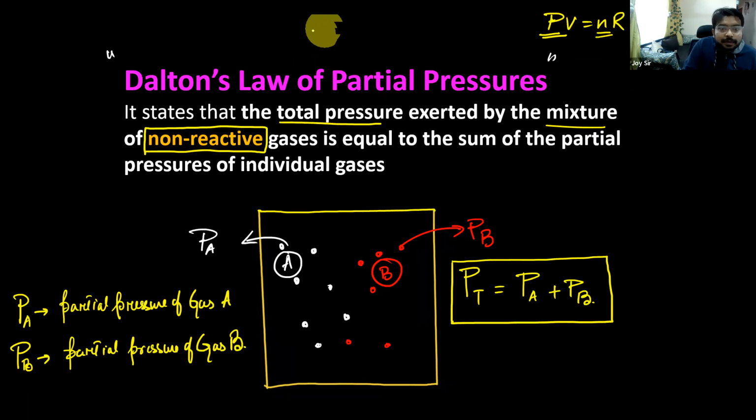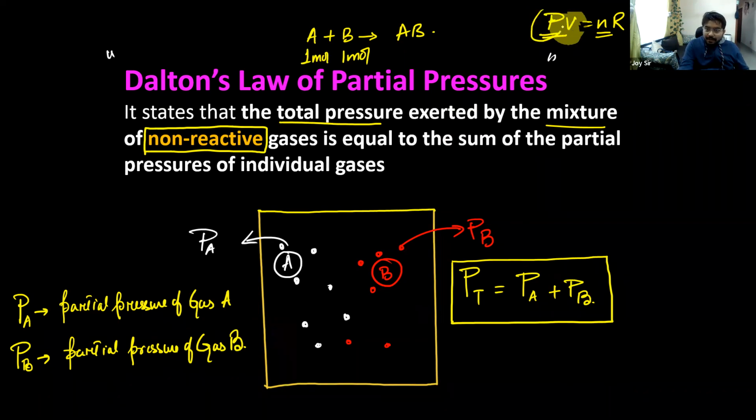Okay, suppose if A and B react to form AB, so this is 1 mole, this is 1 mole, total how many moles of gas are there? 2 moles. If there are 2 moles of gas, then the pressure of the gas definitely depends on the number of moles of the gas. Correct? Pressure of the gas directly depends on number of moles of the gas. যদি number of moles increase হয় pressure টো বাঢ়িব, number of moles decrease হয় pressure টো কমিব.